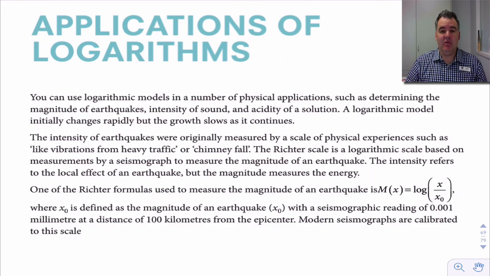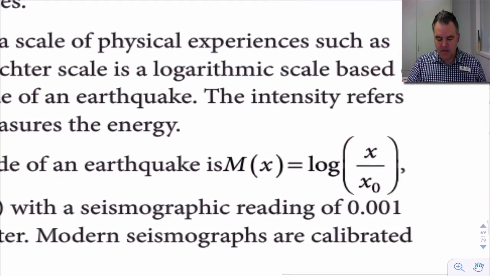That's a real common one. The Richter scale measures the intensity of earthquakes. As you can see here, we had some really dodgy ways of measuring it before, like the number of chimneys that fall down and all that bad stuff. So we've got a scientific measurement now, and it comes from this formula here about the magnitude.